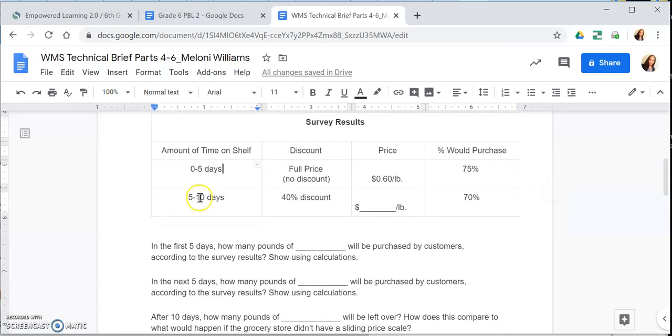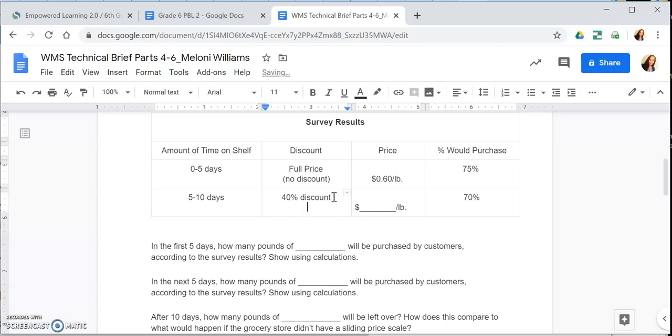After that 5 days is up, right? They're probably a little bruised. Maybe they're turning brown a little bit. So now I want to offer them at a 40% discount so that I don't waste them. So we have to calculate what's a 40% discount from the 60 cents.